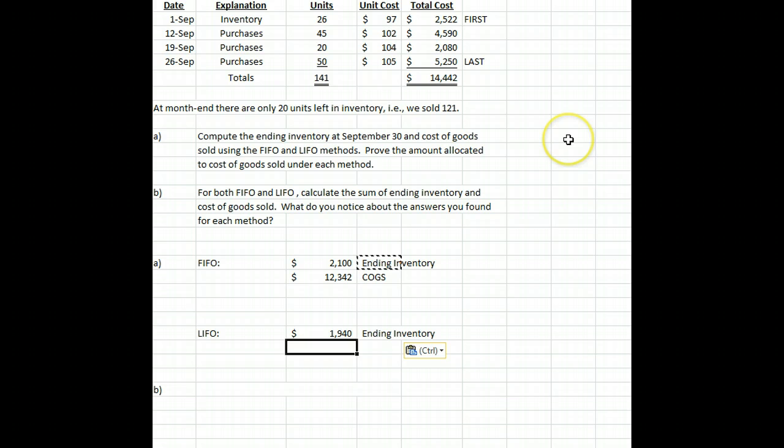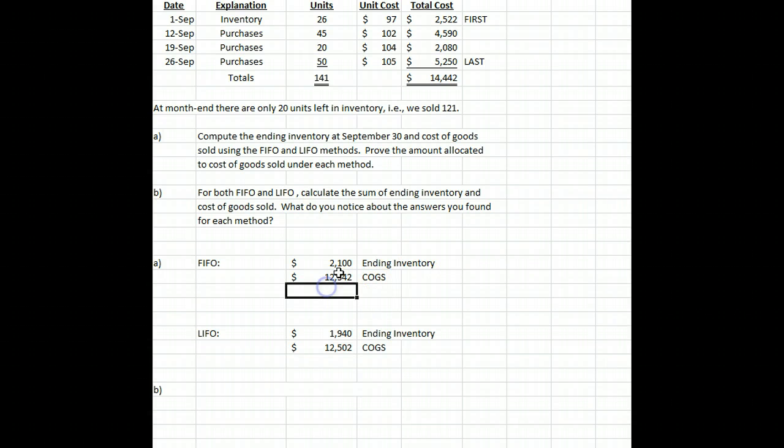Since we had goods available for sale of $14,442 and the ending inventory was $1,940, our cost of goods sold must be $12,502. And that makes sense. Our cost of goods sold is higher under LIFO. Under FIFO, our cost of goods sold was $12,342. Under LIFO, our cost of goods sold is $12,502.